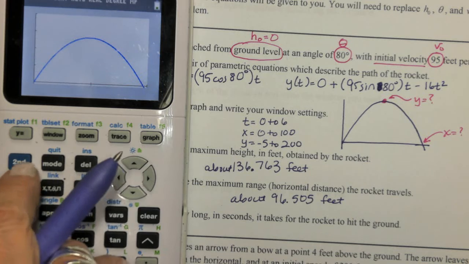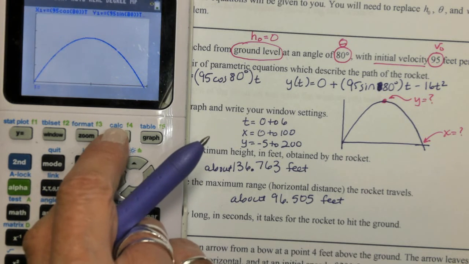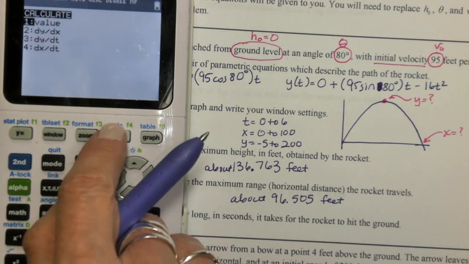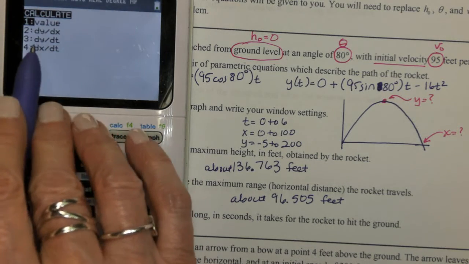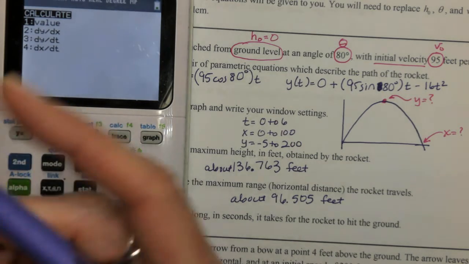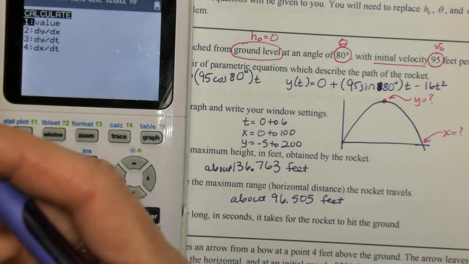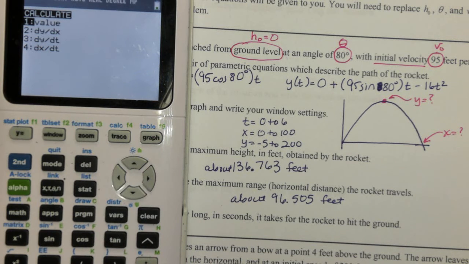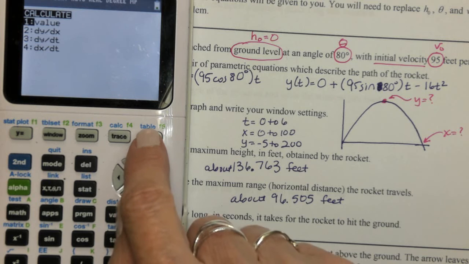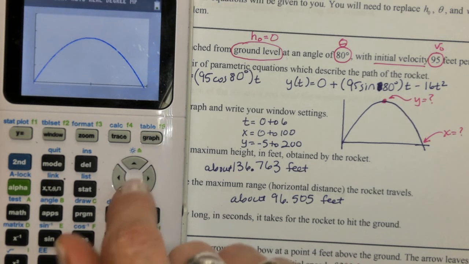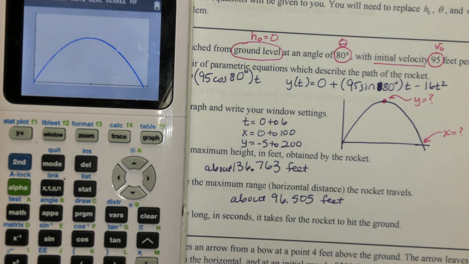A word of note, if I go to calc, second calc, I don't get my function. I can't find the maximum, I can't find the minimum, I can't do those things that we usually can do with that calculate button. Okay, it's different. All we have are some derivatives and values.